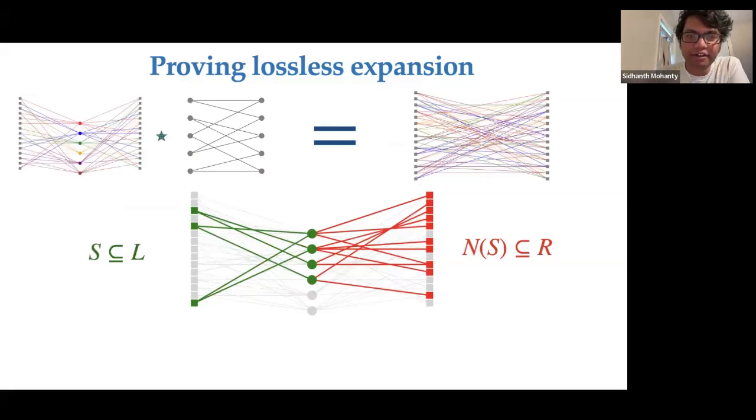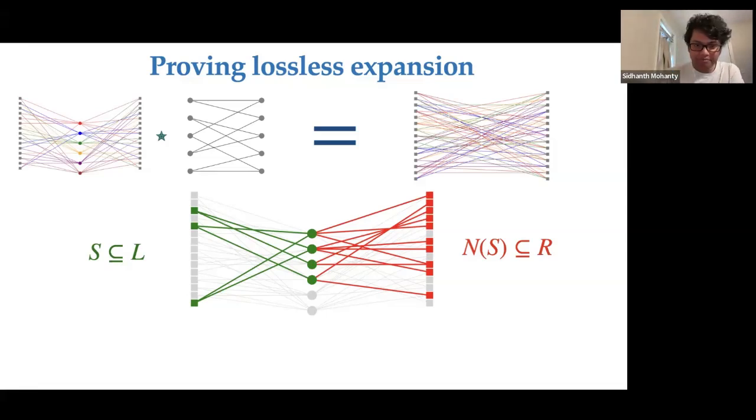All right, so how would one go about doing this? This is where we would use the fact that the graph that we constructed did indeed come from a product of this amplifier and this particular lossless expander. So in particular, if we take a small set of vertices on the left, all its neighbors on the right are going to be due to some of the gadgets, some of the proto-lossless expanders that go through the middle vertices.